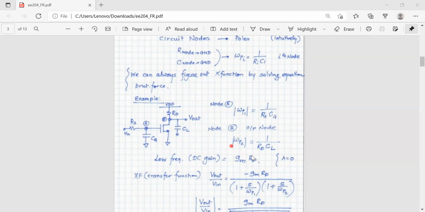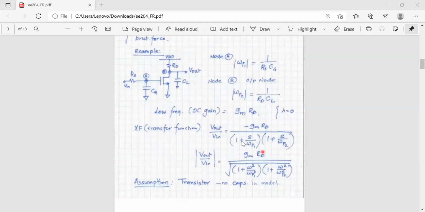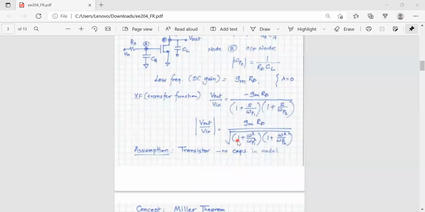We can find the pole frequency. Then we can find the transfer function by taking the magnitude and the poles, two poles.